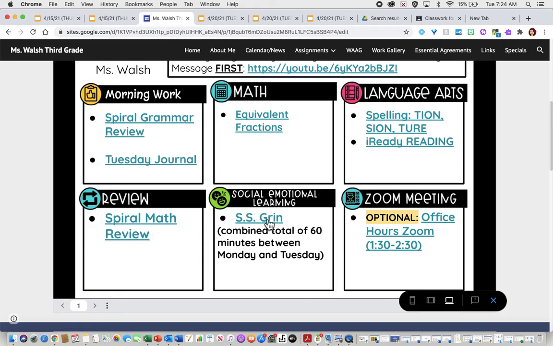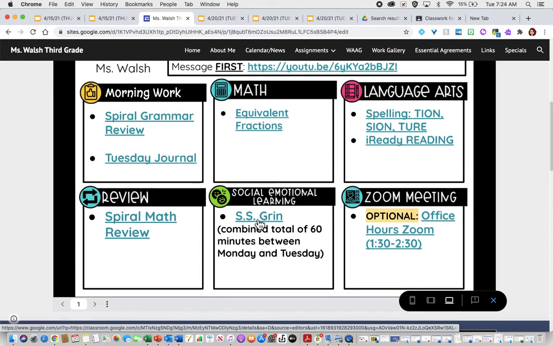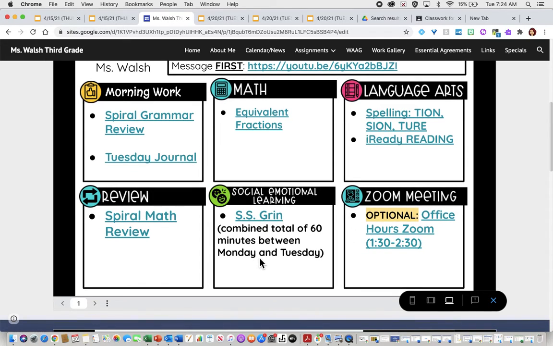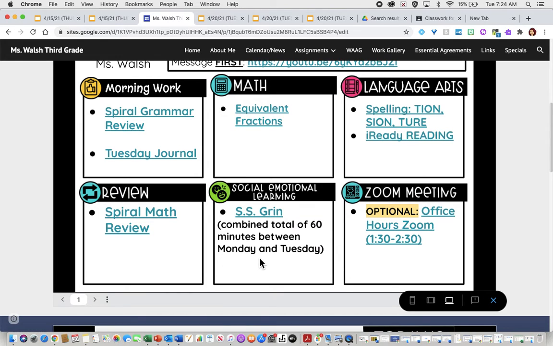All right, and then finally to finish up your day, you're going to have the remainder of those 60 minutes from Monday for SS Grin. So whatever you didn't finish Monday, that is what you're going to finish today.